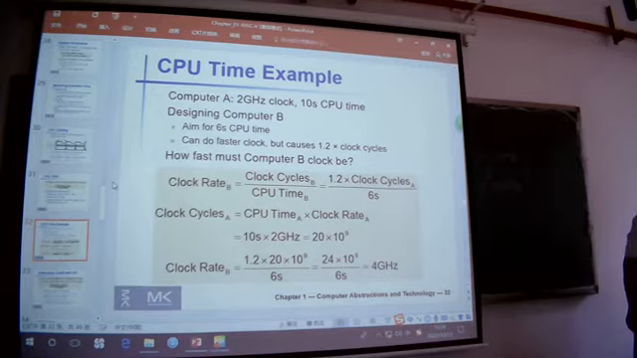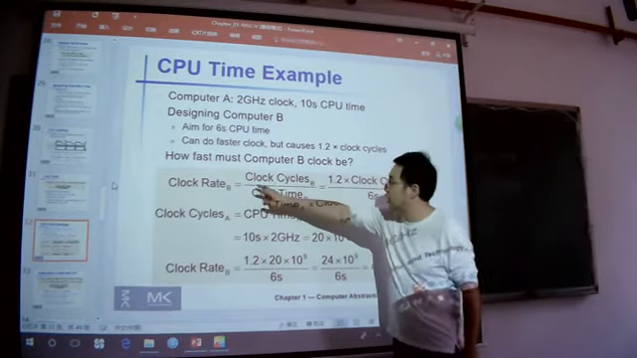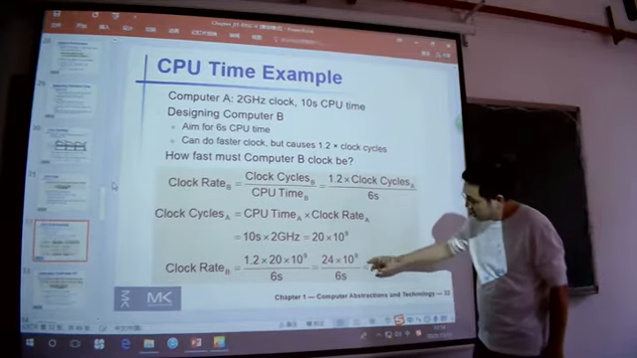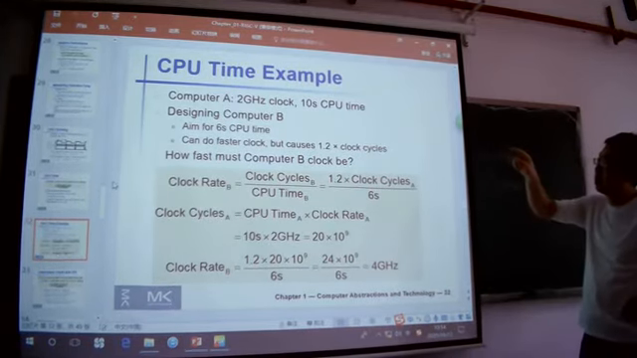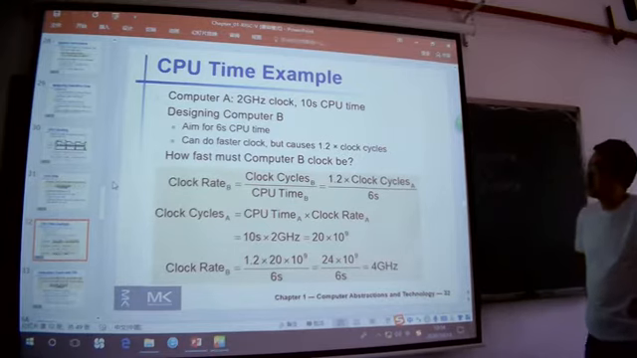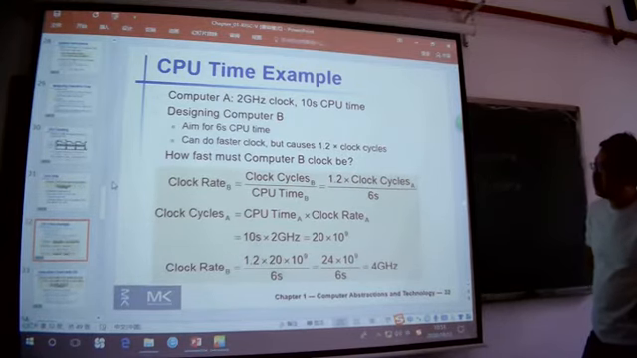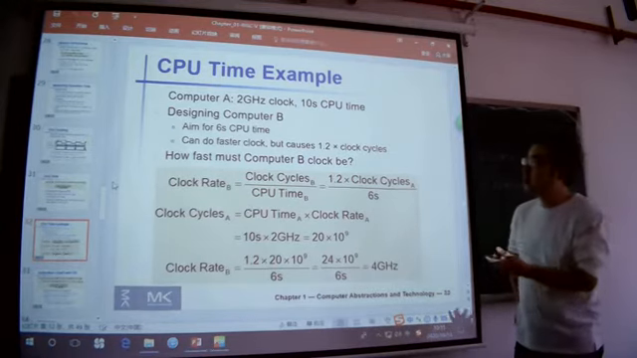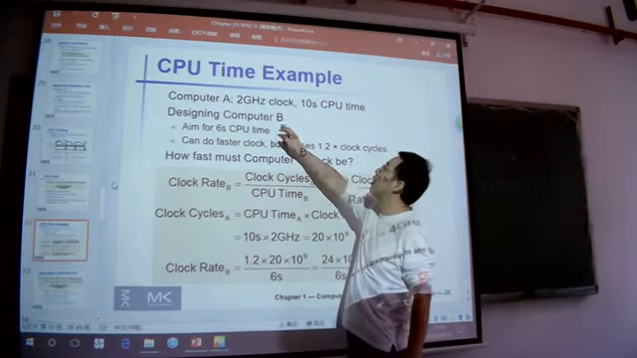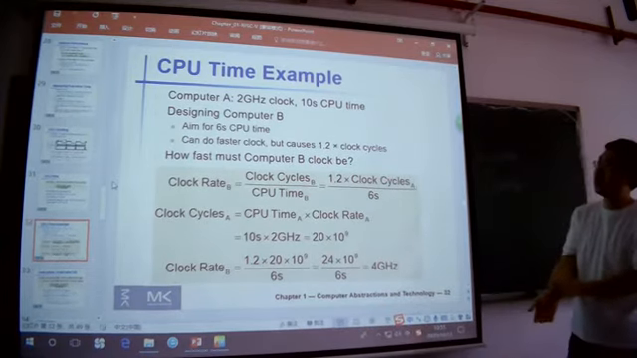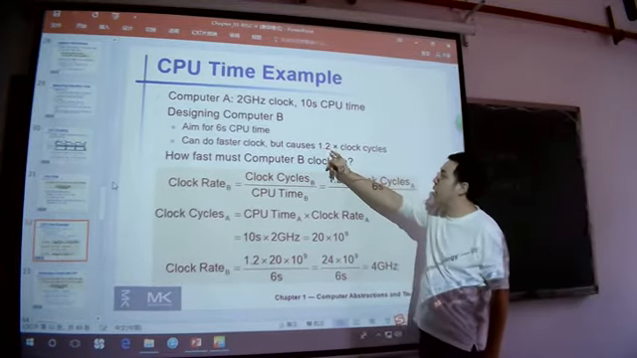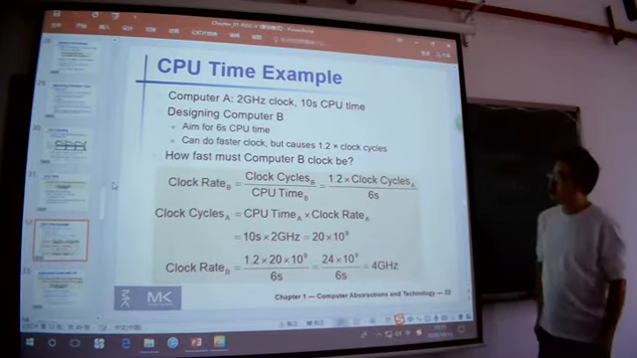Here is an example. You can find the clock rate equals this, the clock cycles equal this, and the clock rate is this number. The demo is: computer A has a 2 GHz clock and 10 second CPU time. We design computer B, and the aim of computer B is 6 second CPU time. The 6 seconds is lower than 10 seconds. We can do a faster clock, but it costs 1.2 times the clock cycles. The former is 1.0, so the clock cycles increase.